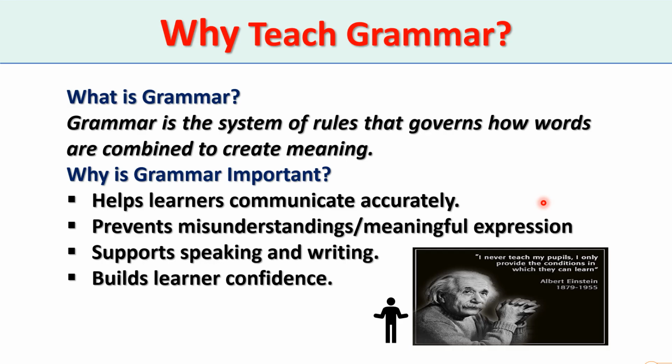Grammar helps learners in 4 important areas. The first one is accurate communication. Grammar helps learners produce sentences that are understandable and appropriate. For example, "I have lived here for 5 years" has a different meaning from "I live here for 5 years." So the grammar difference changes the meaning.